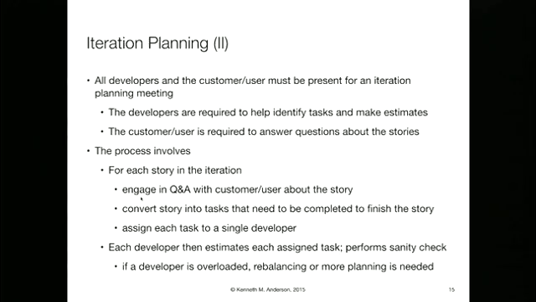So the process for iteration planning involves, for every story in this particular iteration, engaging in Q&A with the customer, converting the story into tasks that need to be completed to finish the story, and then assigning each task to a single developer. Each developer then estimates every assigned task and performs sanity checking. And if a developer is overloaded, we start to do rebalancing and replanning.